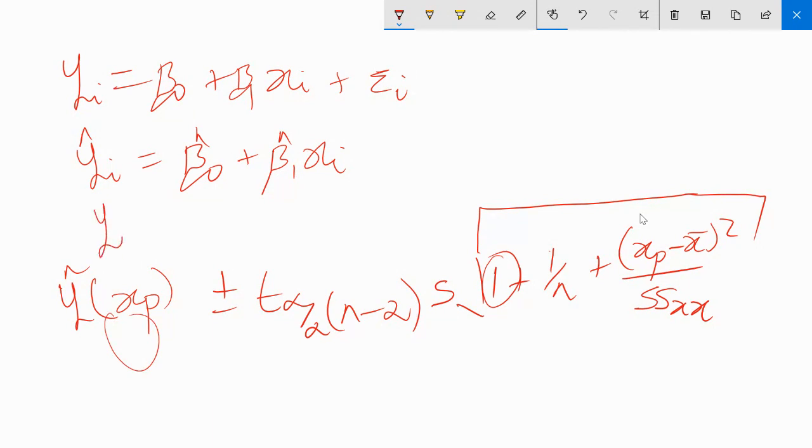We are going to substitute here, which is y p hat if we want to write it like that, and xp. So this will give us the estimate. And then we find the standard error. So the difference between the confidence interval of the mean and the confidence interval of the individual is on the standard error, but the point estimate is the same. Is it clear?